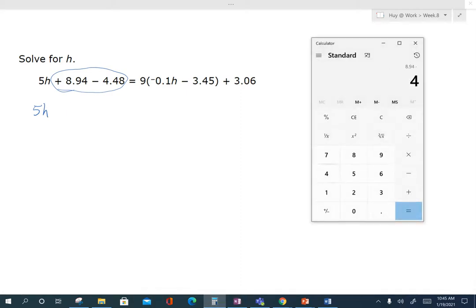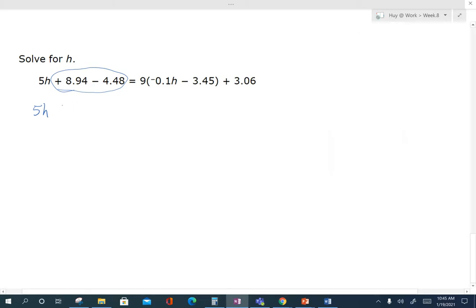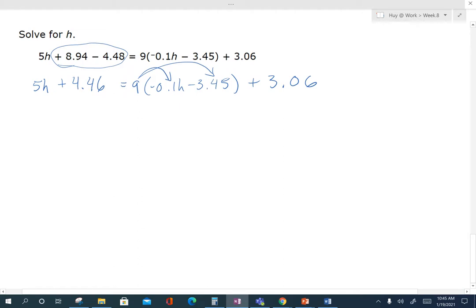8.94 minus 4.48, 4.46 positive. 4.46 equals 9 times 0.1, negative 0.1 minus 3.45 plus 3.06. All right, so my equation is a little shorter. Now I can use the distributive property here. We could have done that in the beginning, of course, but I just didn't like it, it was really long.